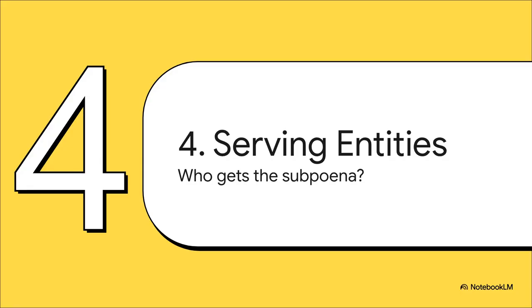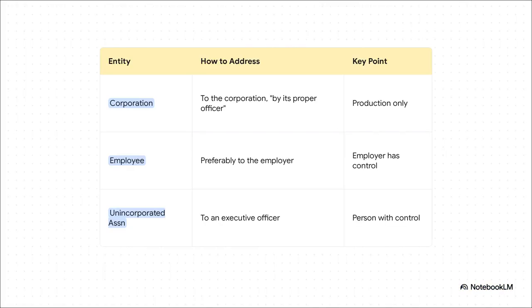Okay, so you've navigated the abuse of process minefield. You've got your sealed subpoena. Great. Now for the practical part. Who do you actually serve it on? The rules are different depending on who you're dealing with. You have to be precise here.